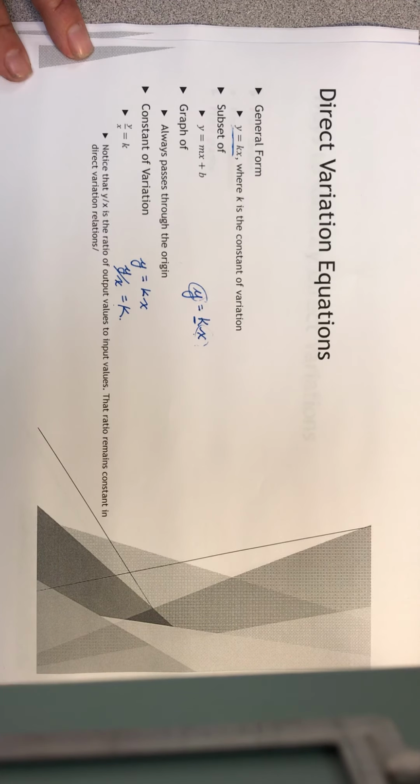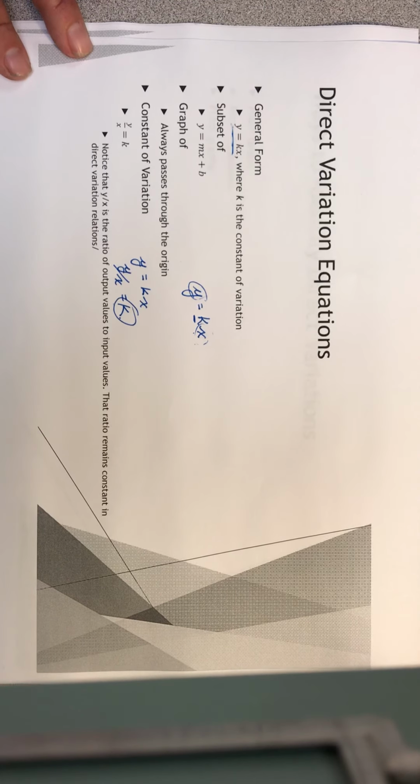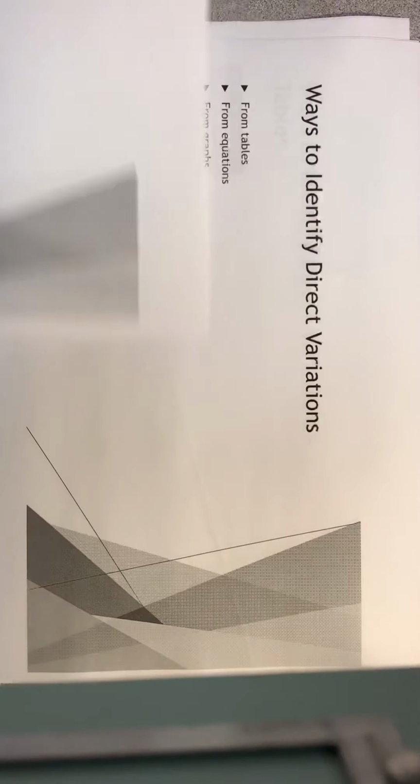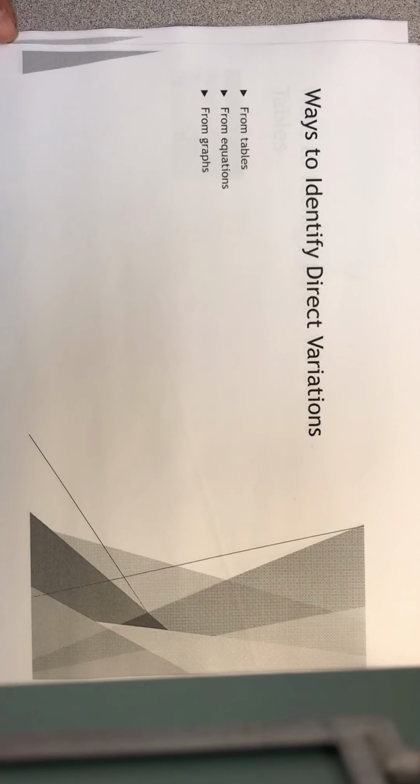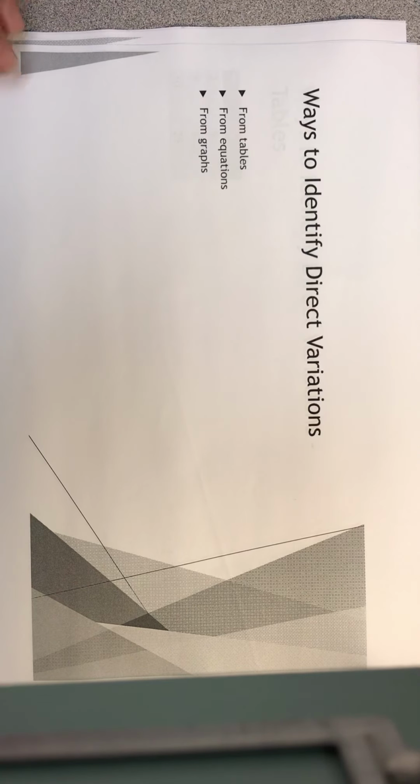So every y value over its respective x value is going to give you the same k. It's going to evaluate to the same number. Let's see what that's all about in a second. There are ways to identify direct variations. You can do it from tables, from equations, and from graphs. And by this point, we're pretty well accustomed to that, right?